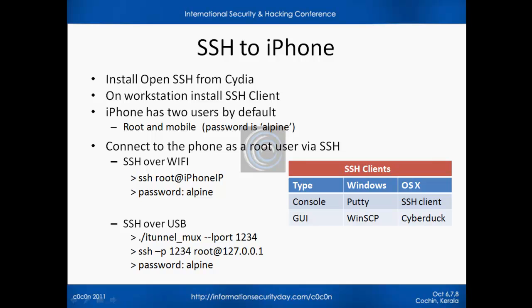If your phone and workstation are on Wi-Fi, you can directly SSH to the device by typing the IP address, username and password. If your phone and the workstation are not on Wi-Fi, you can still SSH over a USB wire with the help of iTunnel Mux software. This table shows some of the console and UI SSH clients for Windows and Mac OS.